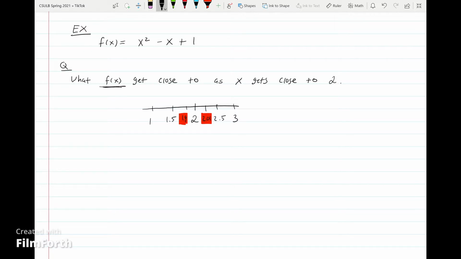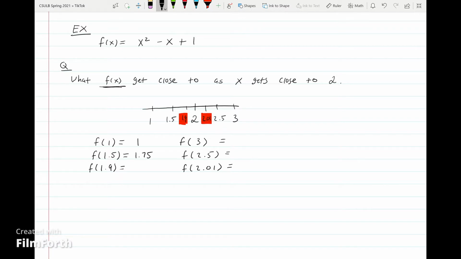So how do we figure that out? Well, we just plug in. So f of 1 is equal to what? f of 1.5 is equal to what? f of 1.9 is equal to what? Okay? And we can check the other side. So f of 3, f of 2.5, and f of 2.01. What are these equal to? And do I have any of these answers? Well, f of 1 is 1. f of 1.5 is 1.75.